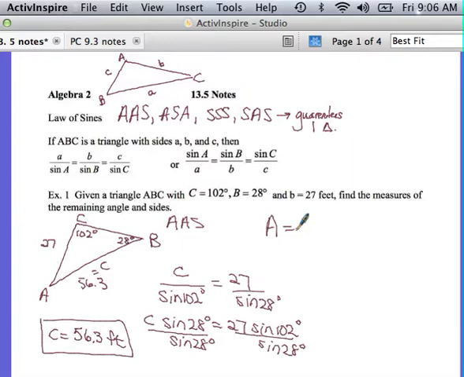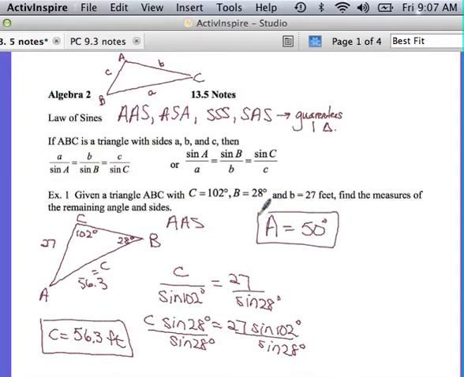Yeah, Katie? 180 minus 102 minus 28. Good. Add the two angles and subtract from 180. I think you were thinking of the side there, Isaac. So go ahead and do that for me. Add 102 and 28, subtract from 180. I'm getting angle A is 50 degrees.